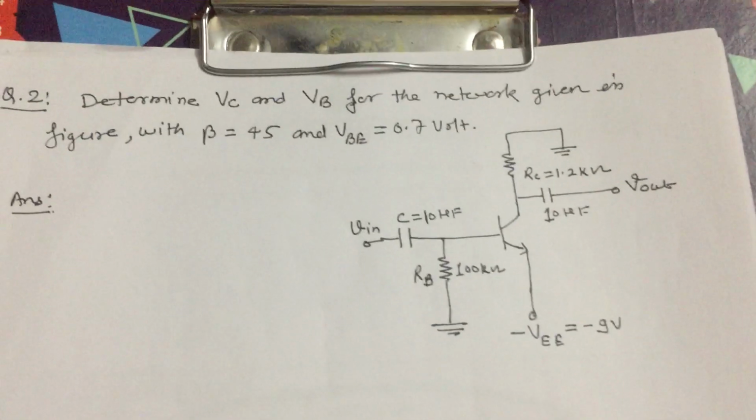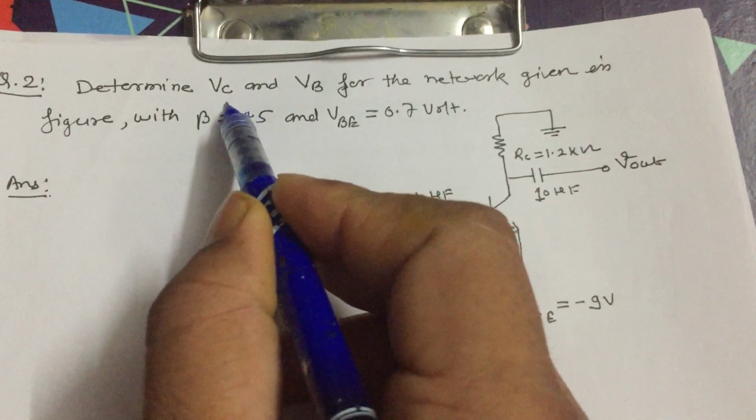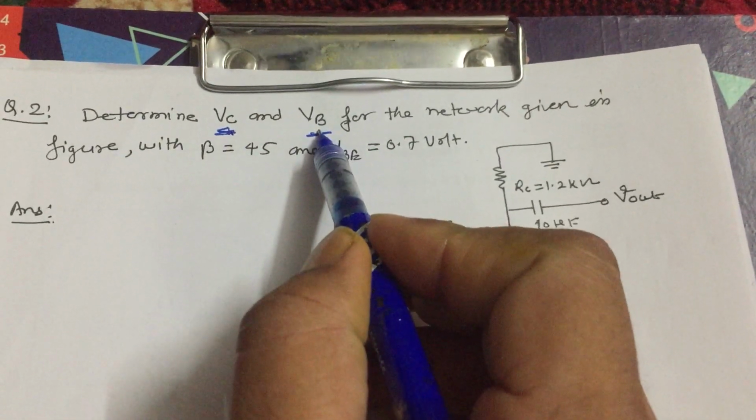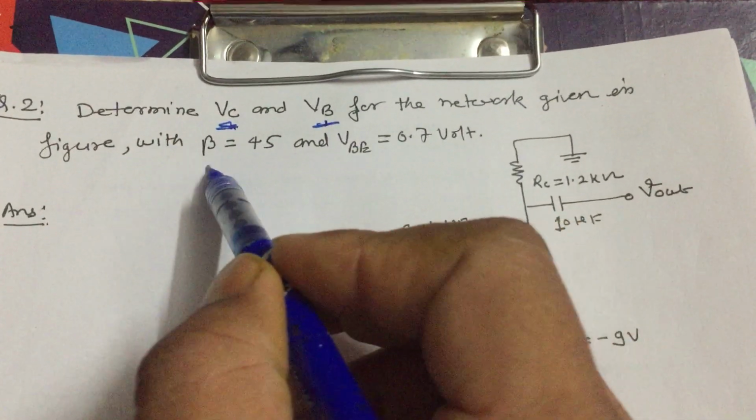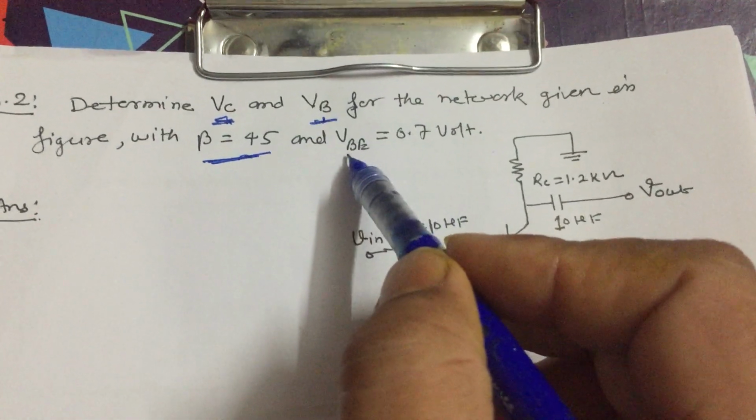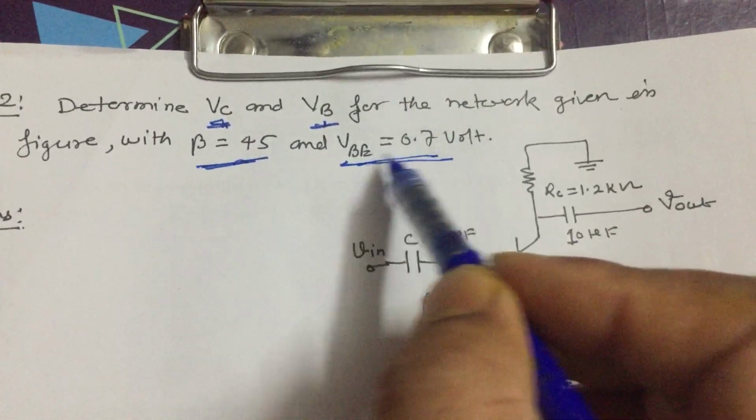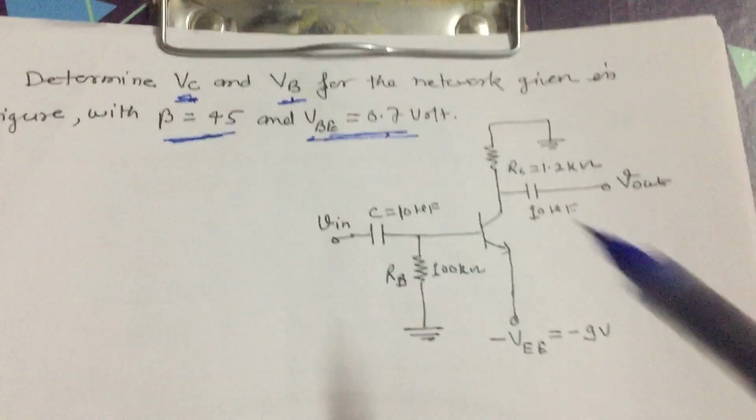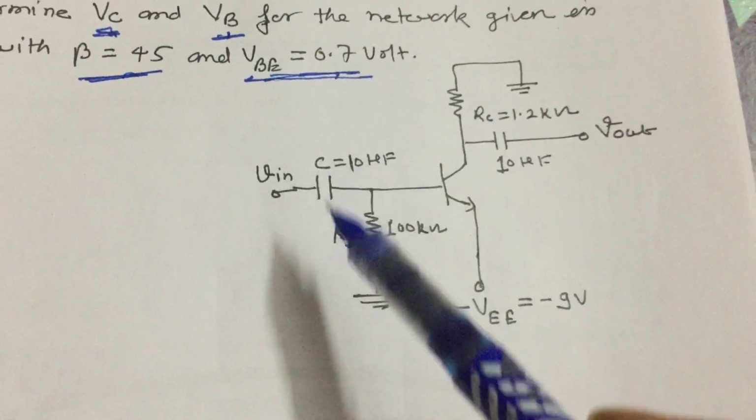Note here. In this problem, we have to calculate VC and VB, the voltage at the collector and the voltage at the base, for the circuit. Given here, beta is 45 and VBE, the voltage between base and emitter, is 0.7 volts. And this is the circuit. Now in this circuit, look carefully.